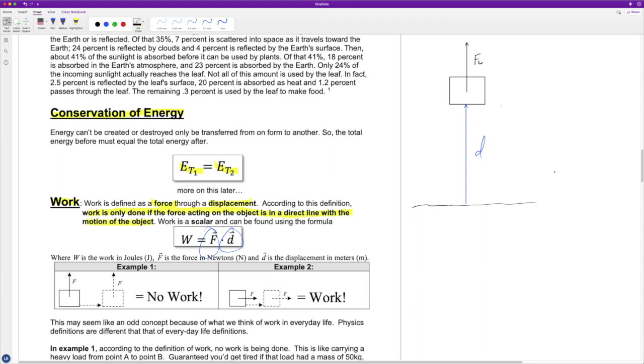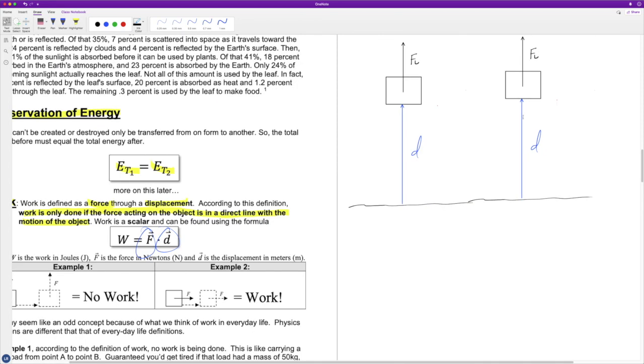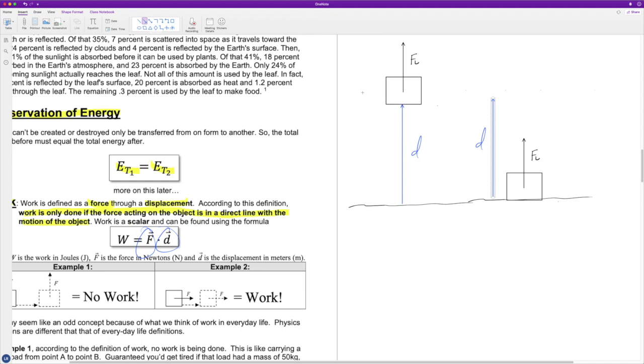Now, what happens if we lower the same object here? So what happens when we drop this thing? Well, now when we drop it like this, we're still applying a force up, but now the displacement that we had went from being positive to negative. So the force is positive, the displacement is negative, and when you multiply a positive and negative, you get a negative number. And that means that we got negative work done.